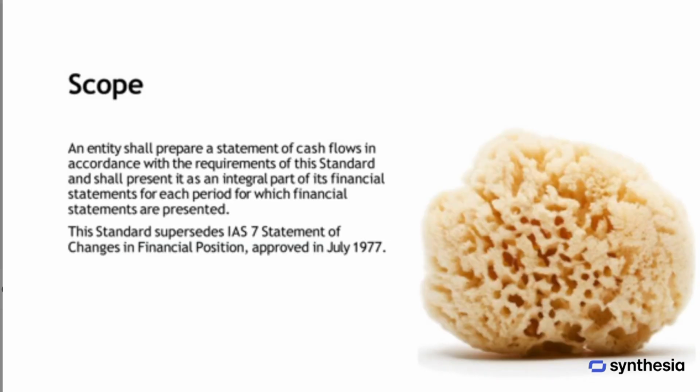The scope of IAS 7 requires an entity to prepare a statement of cash flows in line with the provisions of the standard and present it as an integral part of its financial statements for each reporting period. This means that the statement of cash flows must be included alongside other financial statements, such as the income statement and balance sheet, for every period the financial statements are prepared. Additionally, this standard replaces the previous IAS 7, which was titled Statement of Changes in Financial Position, and was approved in July 1977.